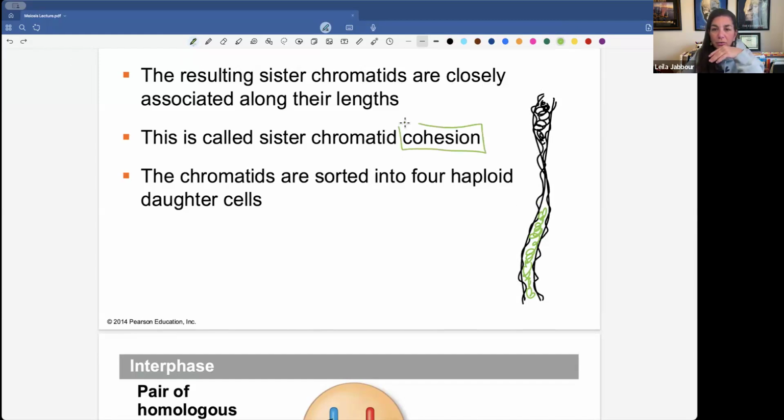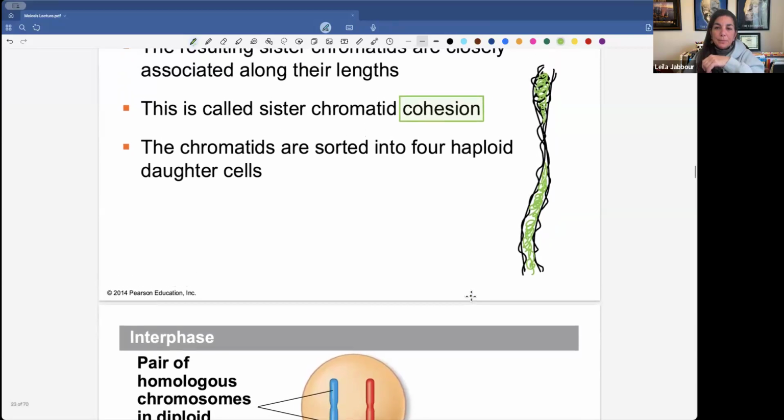Cohesins, cohesive proteins that are holding these sister chromatids together. So you're going to have one chromosome of the pair like that, and the other chromosome of the pair like that as well. Remember, each one is a chromosome. And you have the same setup here. The sister chromatids are being held by these cohesive proteins.